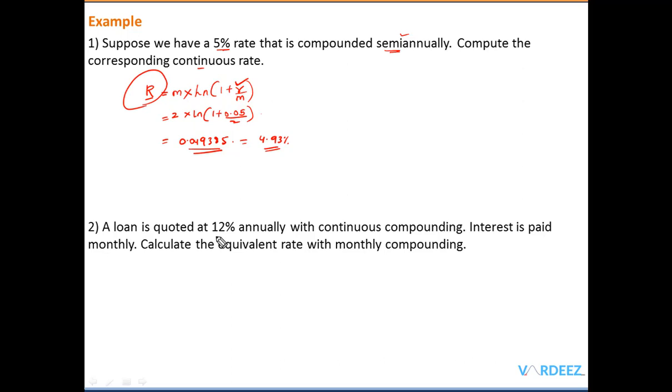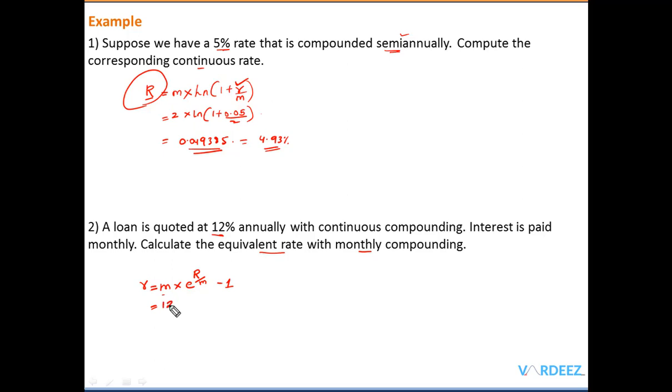The second example we have here is a continuously compounded rate which is 12%. Now let's first write down the formula. The discrete compounding rate is equal to m multiplied by e to the power r, which is the continuously compounded rate, divided by m, minus 1. Now m, in our example, is monthly compounding. That's what we need to find.